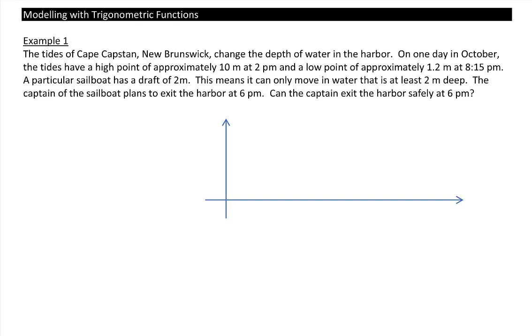So first of all, we know at 2 p.m. the tides have a high point of approximately 10 meters and a low point at 8:15 p.m. of 1.2 meters. So let's first start plotting those points. Let's assume at 2 p.m. that's going to be time 0. So at time 0, we have a height of 10 meters. Then our low point, which is at 8:15 p.m., would be a time of 6.25 hours after 2 p.m., and that has a height of 1.2 meters.